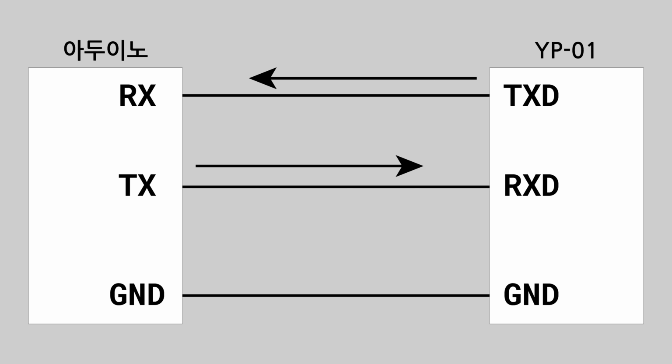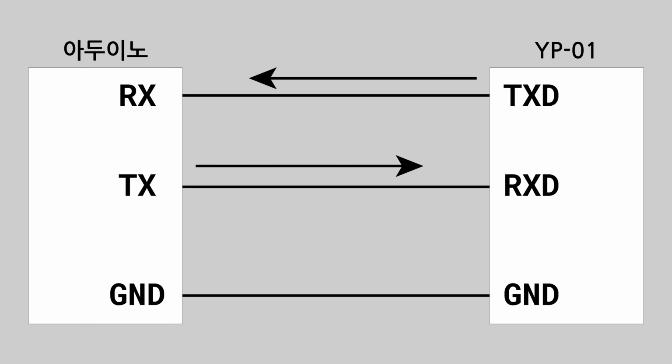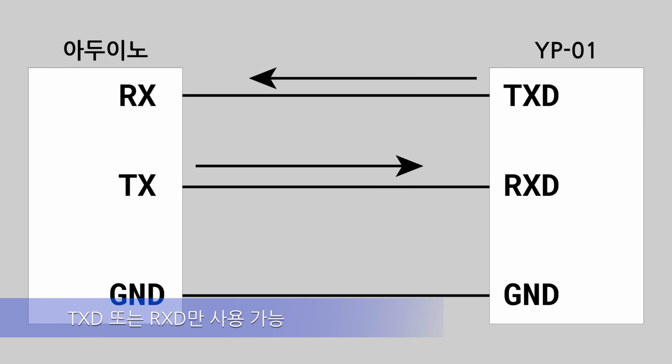Ground, GND, is connected because data is ultimately an electrical signal, so the ground must be connected to allow electricity to flow. In some cases, you might not use both TXD and RXD. For instance, if you only want to send data, you might only use the TXD pin, or if you only want to receive data, you might only use the RXD pin. However, even in these cases, you must always connect the ground.